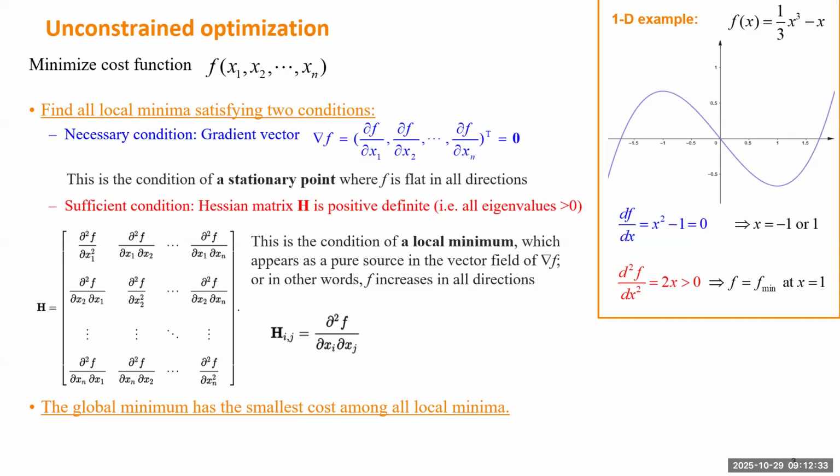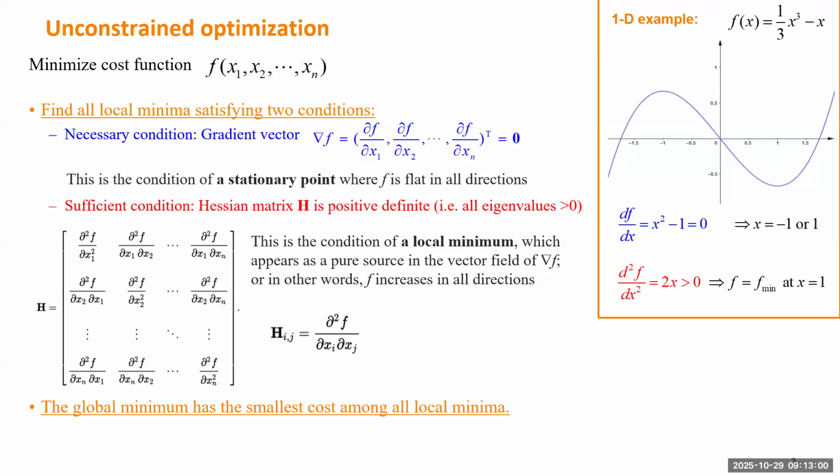There are a necessary condition and a sufficient condition. The necessary condition means you need to find where the gradient vector becomes zero. That indicates the value of the cost doesn't change at that point, so that point can be a minimum point or a maximum point. Next, you can check the sufficient condition for local minimum.